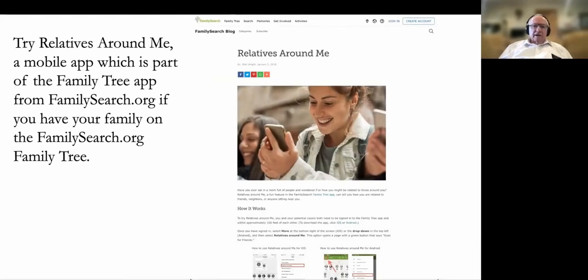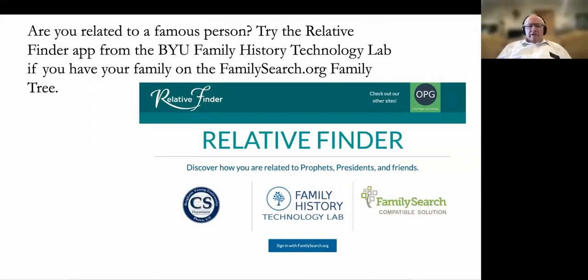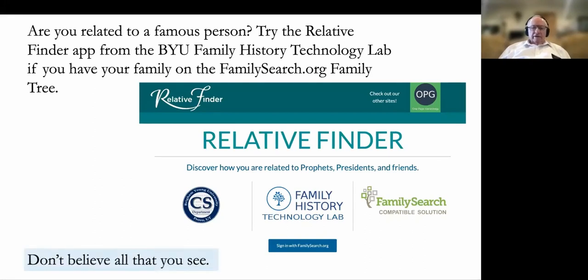There's the Relatives Around Me feature with the mobile app that I talked about at the beginning. So that's one way to start getting some information. There's another one called Relative Finder from the BYU Family History Technology Lab. That depends on whether or not you have a lot of information in the FamilySearch Family Tree. The more you have, the more relatives you'll show up with in Relative Finder. You may do like me and find out that you're related to your spouse or other surprising relations. But also, a little bit of a caution here: don't believe it all, because the family tree is not necessarily 100% correct. In fact, in some areas, when you get way back in time, it may not be correct at all.